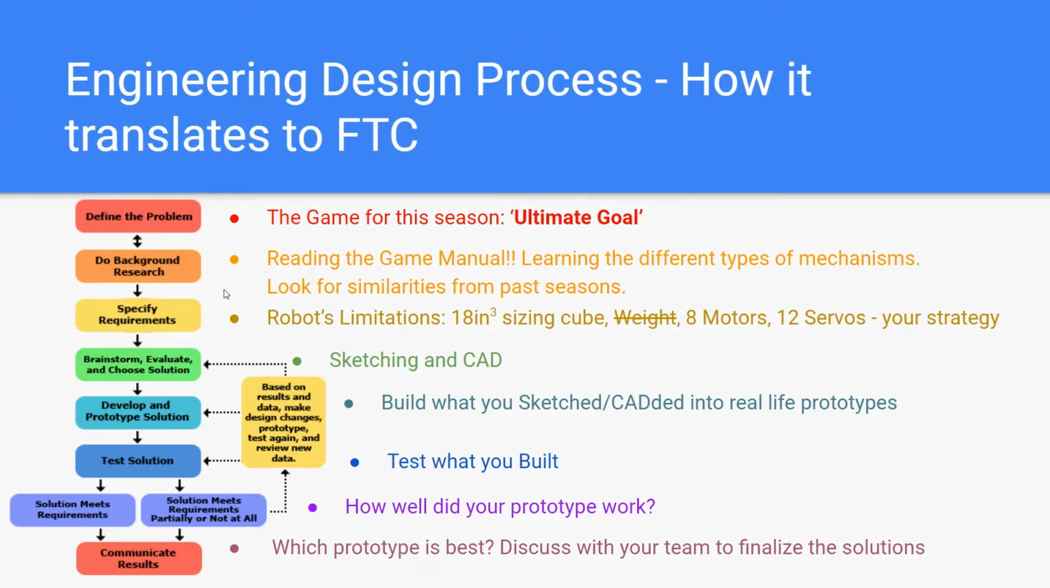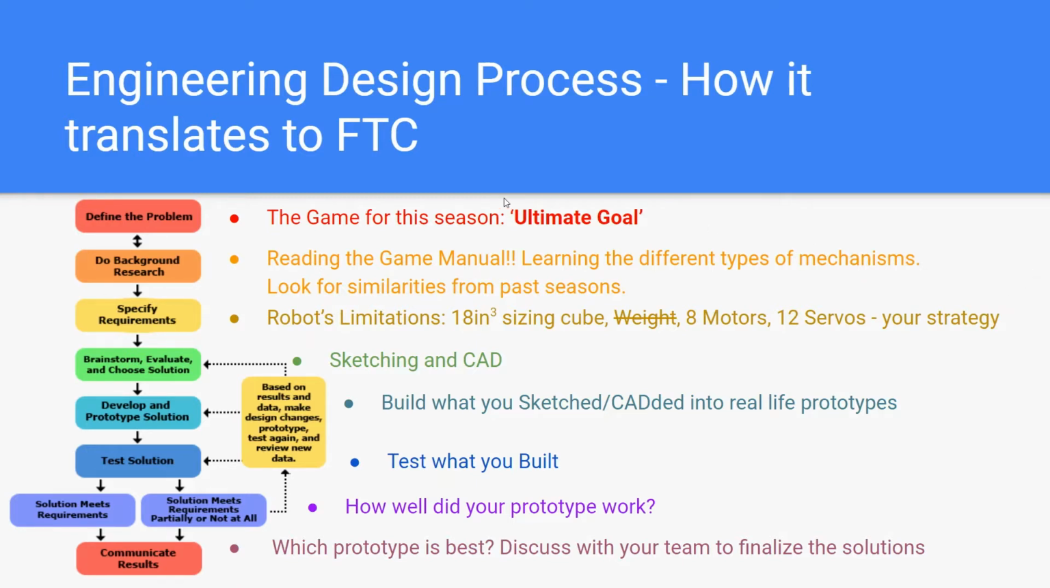The second step of the engineering design process is doing background research. This is important because you need to fully understand the problem you're trying to solve. So in this case, reading the game manual is fully understanding the game, making sure you know what is and what isn't allowed to do. Basically, the game manual.